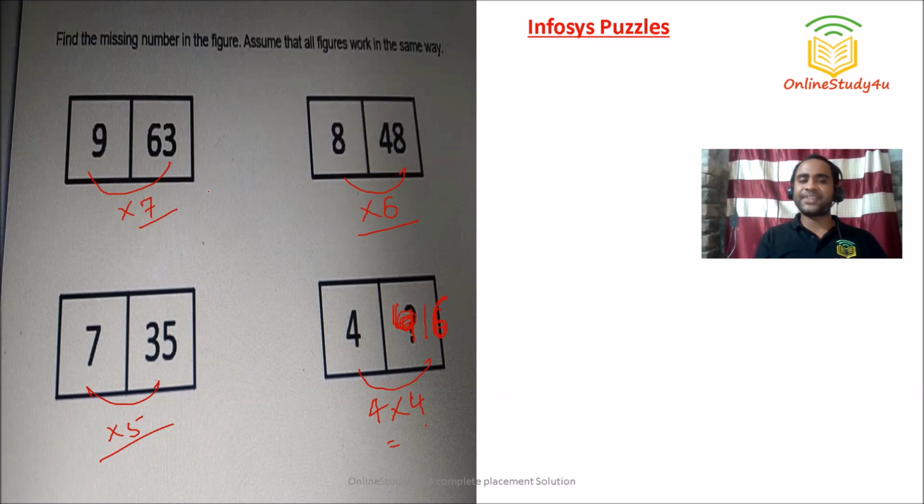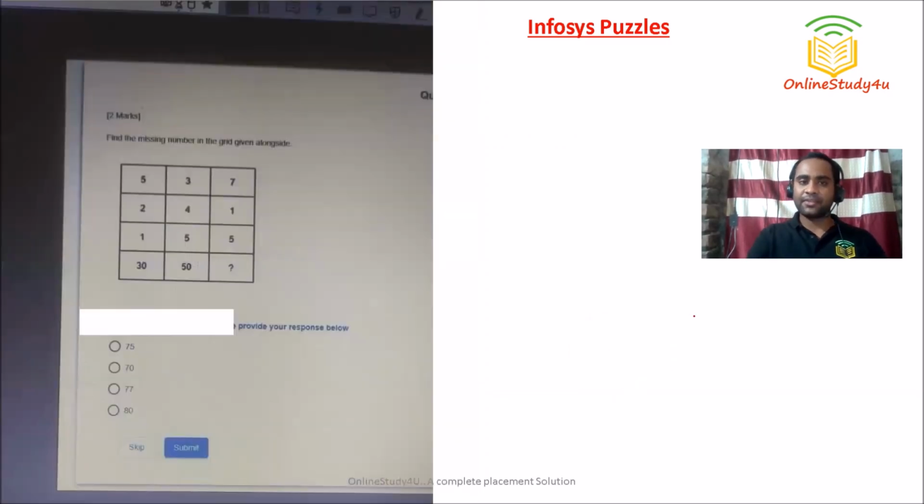See, 9, 7 is 63, 8, 6 is 48, 7, 5 is 35. So here it will be what? Into 4. So 4 into 4 will be 16. And our answer will be what here? This missing number will be 16. 16 will be the correct answer for this particular problem. Okay. Then friends, this is for 2 marks.